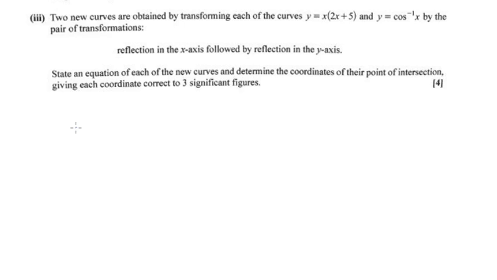These two curves are then transformed using this pair of transformations, a reflection in the x-axis and a reflection in the y-axis. If something is reflected in the x-axis, then the whole function, the output, the y value, becomes the negative. So if you think about an x squared graph and a minus x squared graph, they've been reflected in the x-axis, because the y values change.